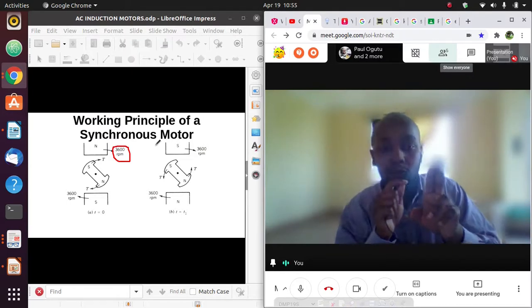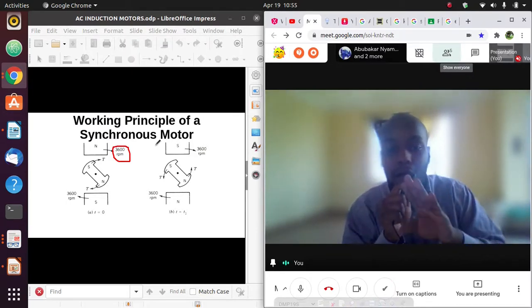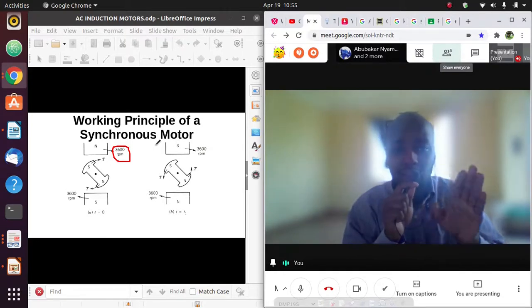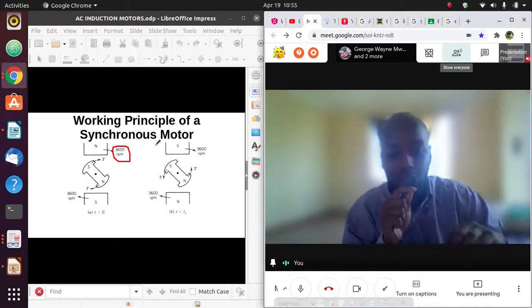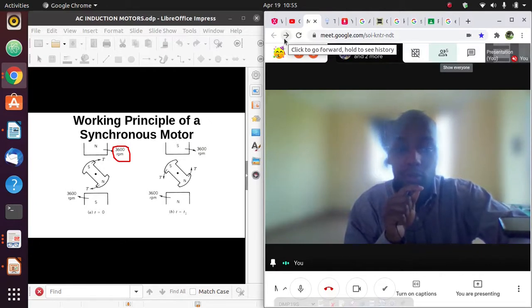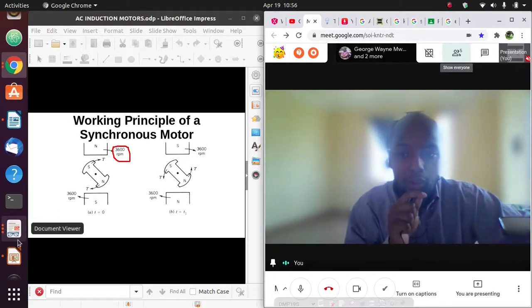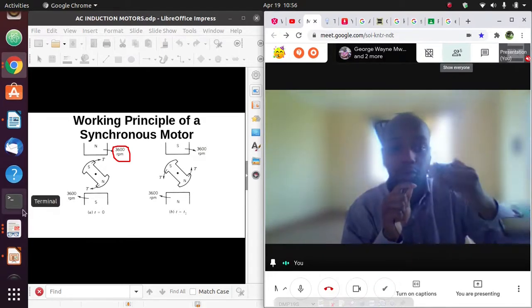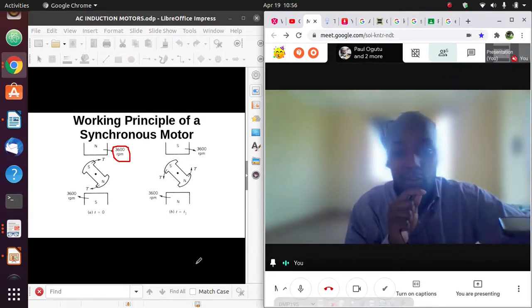So this means that a synchronous motor is not self-starting. So you have to provide additional mechanisms to make it self-starting. We're not going to talk about it in detail. I was just trying to show the working principle of a synchronous motor. But what I wanted to really explain is that a synchronous motor will be operating at synchronous speed. It is constant. The speed of the rotor will be constant.